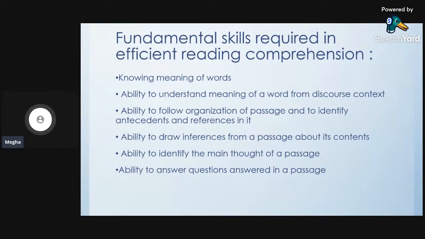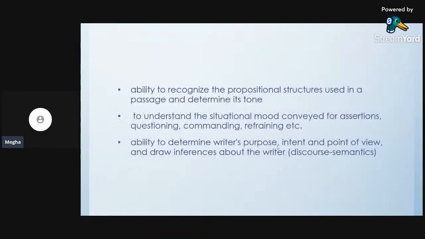So now let's see what we have next. Here we have three more abilities. Ability to recognize the propositional structures used in a passage and determine its tone. So in what tone the person, if there is some statement said by someone, you need to understand in what tone it has been said, whether it's a tone of expression, or an interrogative statement. For you to recognize that is also important.